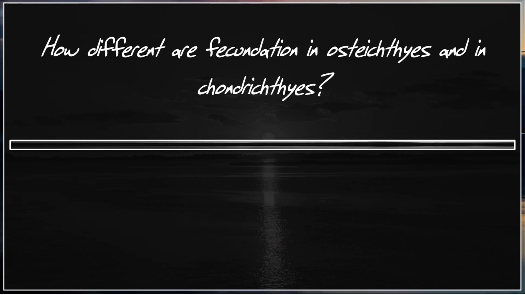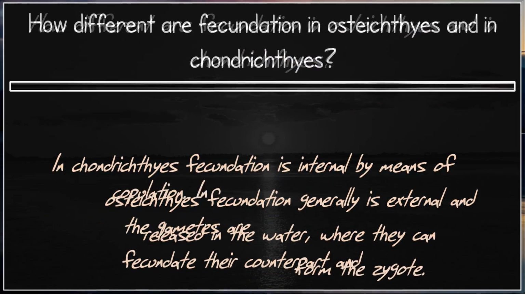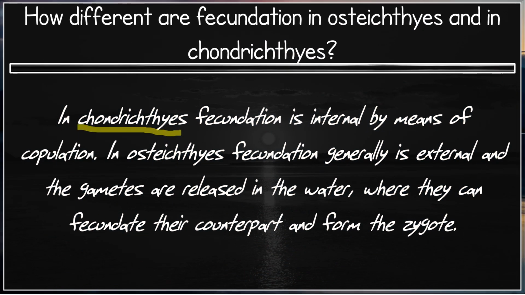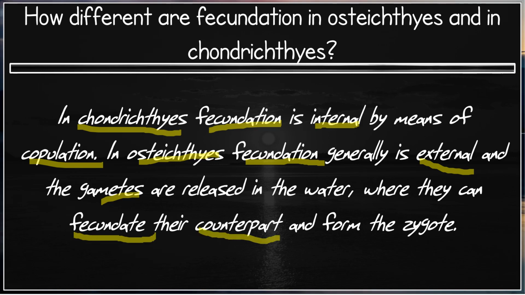How different are fecundation in osteichthyes and chondrichthyes? In chondrichthyes, fecundation is internal by means of copulation. In osteichthyes, fecundation is generally external, and the gametes are released in the water where they can fecundate their counterpart and form the zygote.